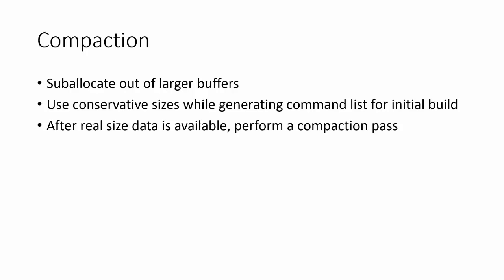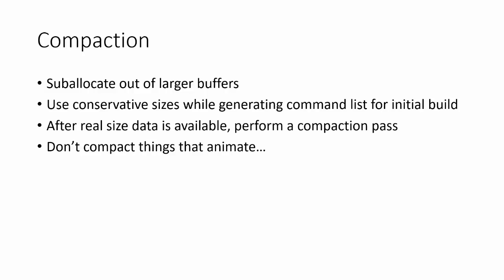So if we want to be efficient about memory usage, we should think about compaction. And this can really matter. For a complex scene, we could easily be talking hundreds of megabytes of geometry data. So wasting space here is a big deal. The basic idea behind compaction is to suballocate multiple acceleration structures out of larger buffers. When we're initially building them, we use the conservative sizes. Then after the builds have finished, once we have real size data, we do some kind of compaction pass to shrink our memory usage down.